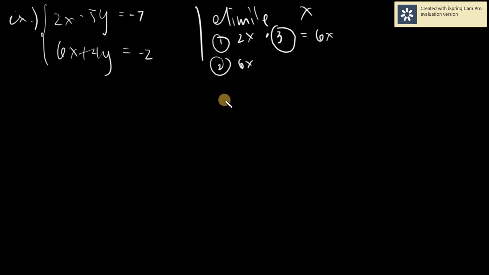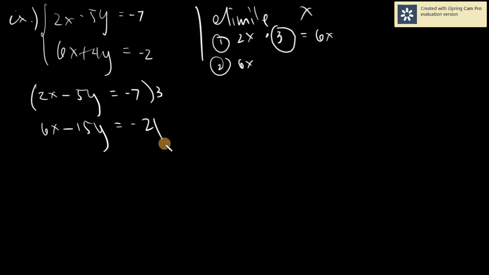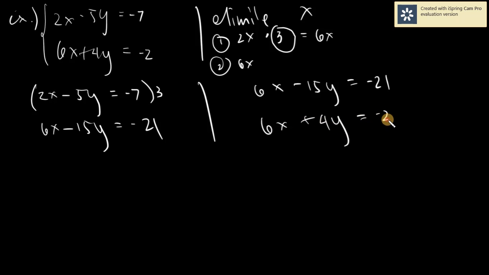So the first equation will be multiplied by 3. You'll have 2x minus 5y is equal to negative 7, multiplied by 3: 6x minus 15y is equal to negative 21. And we eliminate x. Write it down. 6x minus 15y is equal to negative 21. Then we will have the second equation, 6x plus 4y is equal to negative 2.